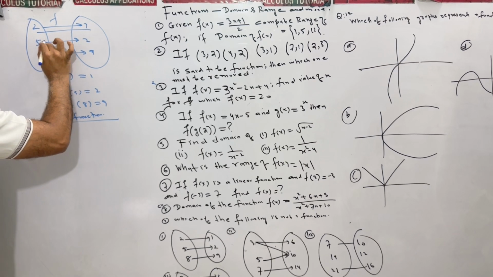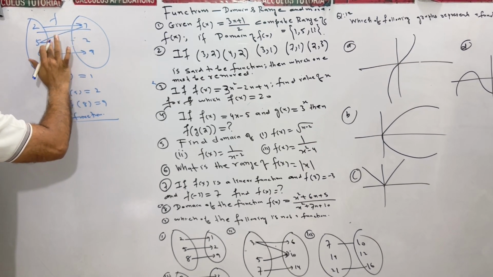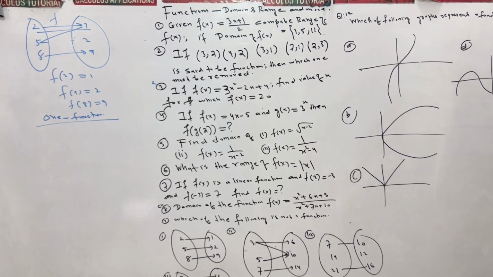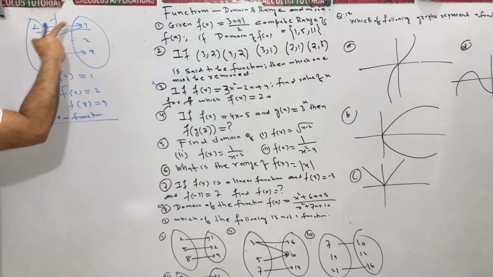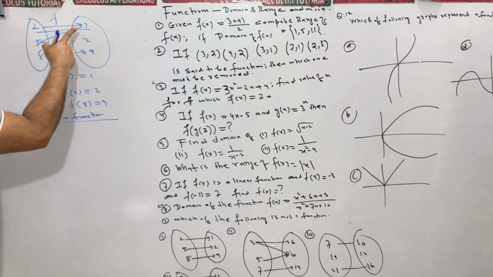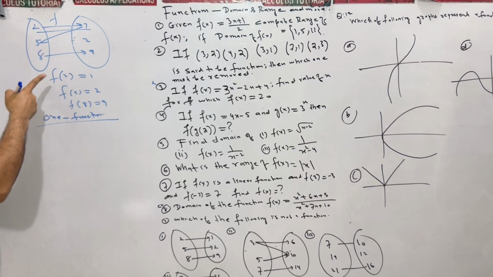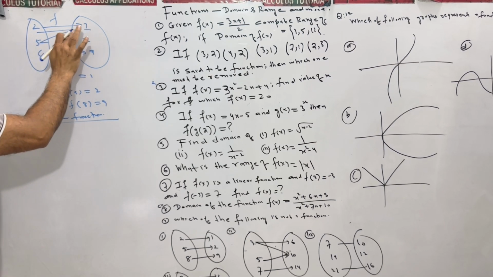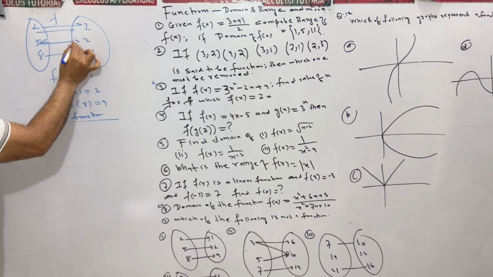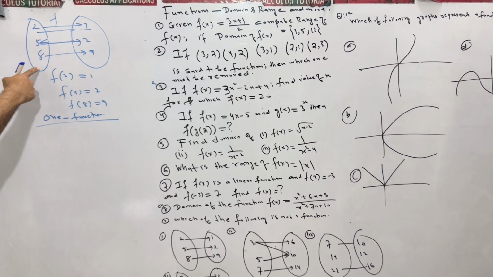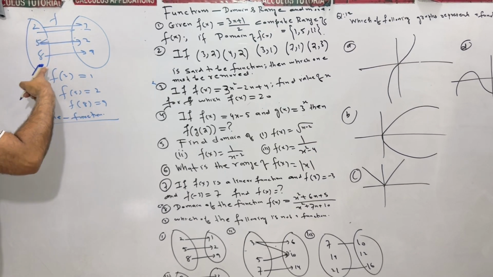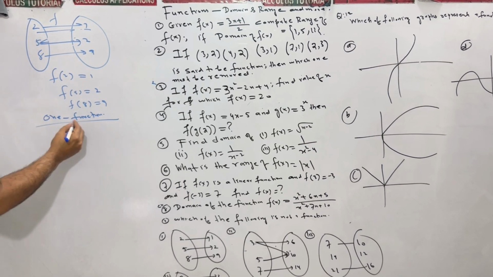In the case of a function, it is also possible that 5 goes to 1 as well. In that case, 2 and 5 have the same image. It is a function but not one-one. Look at this: different elements have different images. This is the definition of one-one.